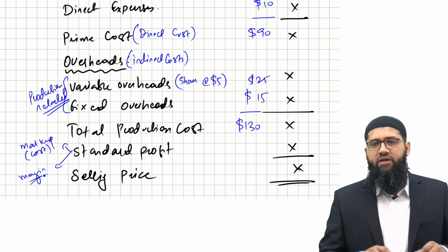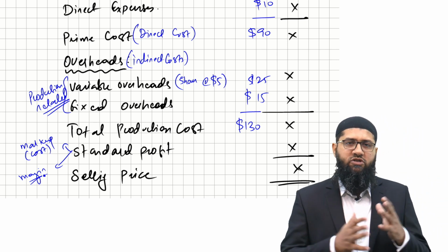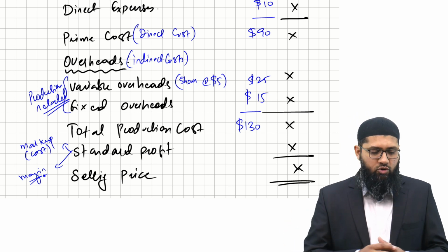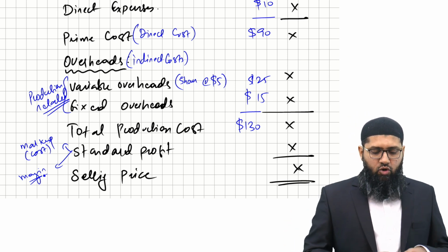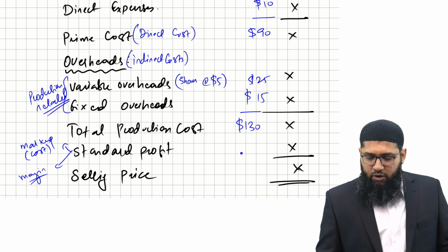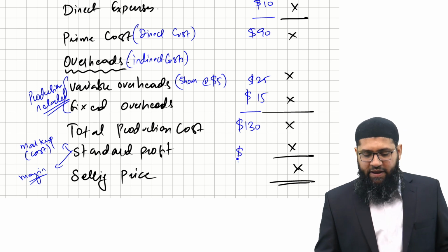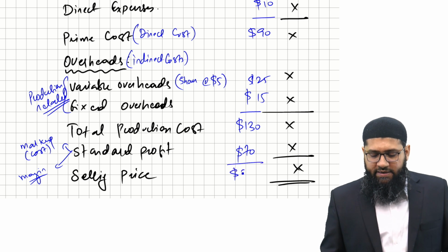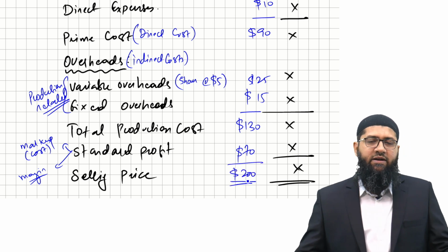So as an organization, what you would do is try to go for some markup or some margin. That is something you would try to go for. When you go for this, the standard profit per product is incorporated. Let's say a profit of $70 per product is incorporated, so we end up getting $200 as the standard selling price.